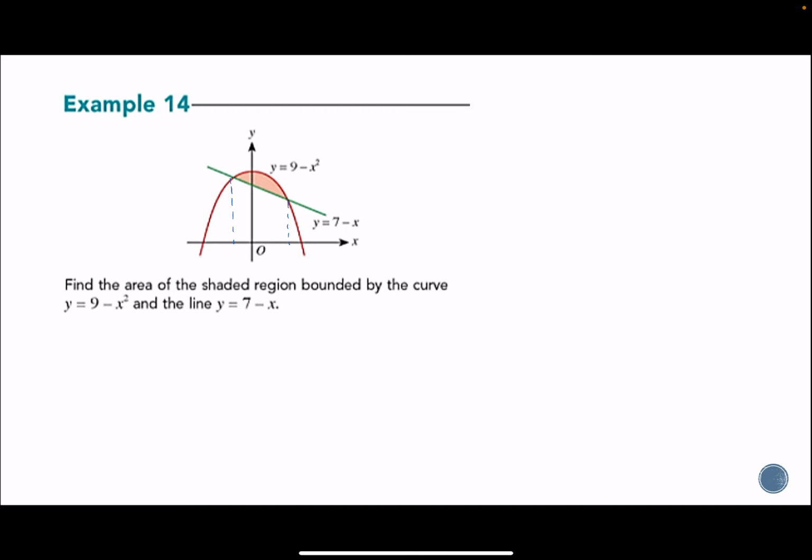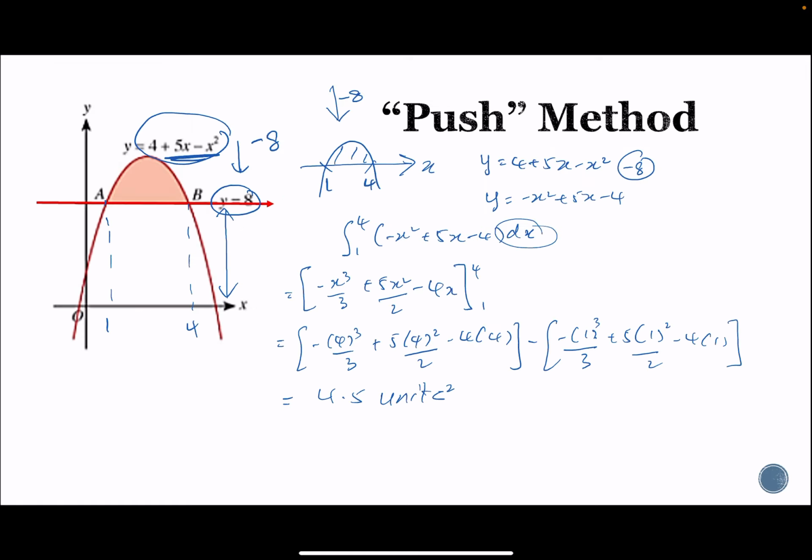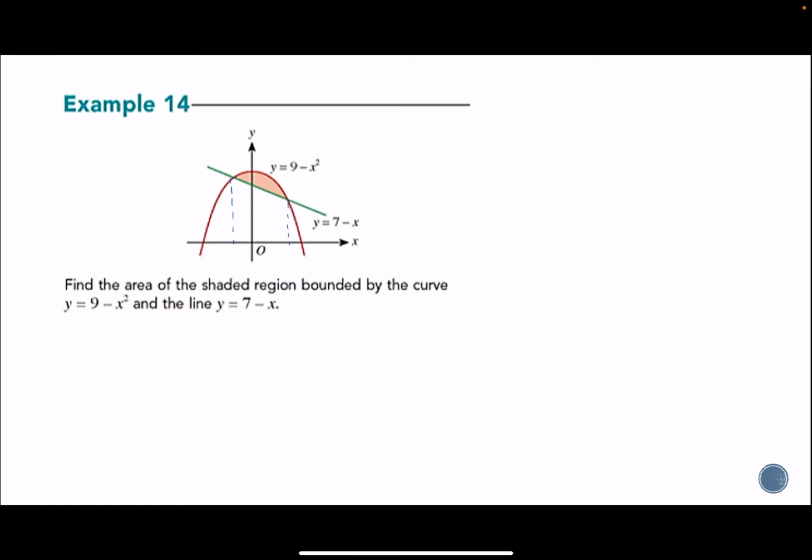So let's just find the intercepts first. So when y is 9 minus x squared, we equate it to 7 minus x, so we'll have x squared minus x, you bring this one over, minus 2. So you'll be able to have 1 and 2. One of it will be plus, one is minus, so x can be negative 1 or x can be 2. So this will be negative 1 and this will be 2. Alright, so if you were to do the normal way and you integrate, this will be the blue colored part that you're going to get.